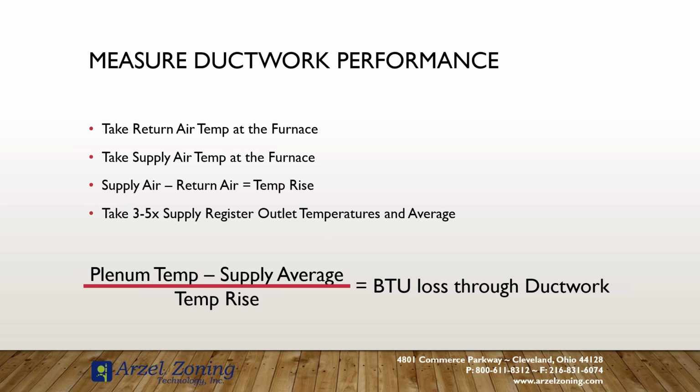Some things we can do for measuring our duct performance. If we take our return air temperature at the furnace, we take our supply air temperature. So the supply air minus the return temperature gives us our temperature rise. And then we can take an outlet temperature, an average of, let's say, 3 to 5 supply registers. So our plenum temp minus our supply average. So that's the air that we have exiting our furnace, our supply air temperature, minus our supply average. And then we divide that by our temperature rise. We can get an idea of duct BTU loss.